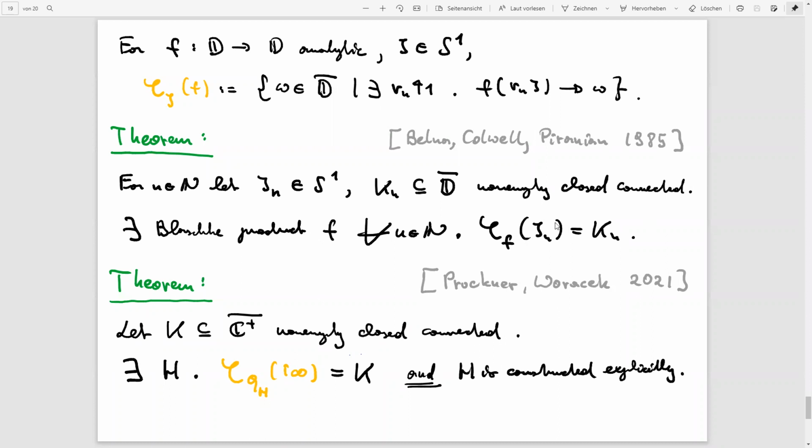Obviously here I've changed the notation. I mean, here there was the function inside and the point down, and here it's the other way, but never mind. So this is the cluster set of the function f at the point here, the radial cluster set, I should say. So this is an old result. I mean, not so old, but still old.